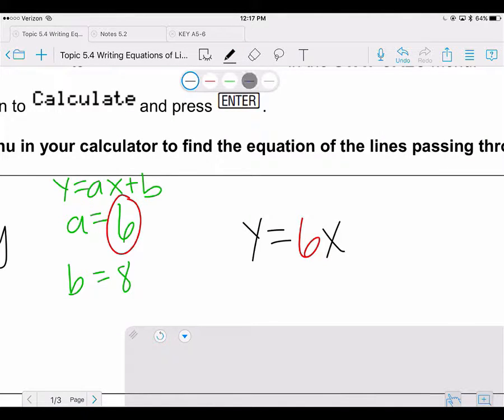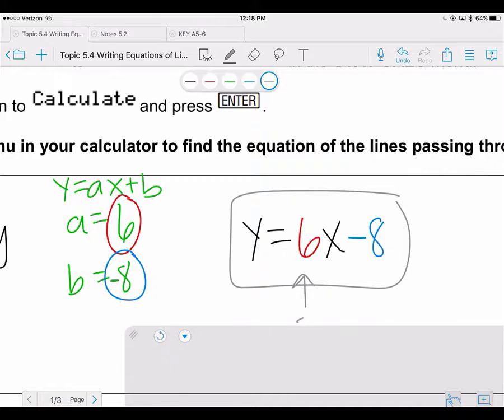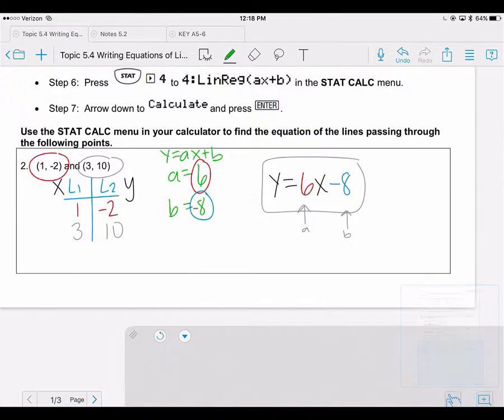In this case, A and M are the same thing. Oh, and I apologize, that's a negative 8. And then minus 8. So I'm taking my A value and plugging it in here. My B value goes here, and I am done with that problem. So that's all you have to do, but you do need to know all of the steps to do it.